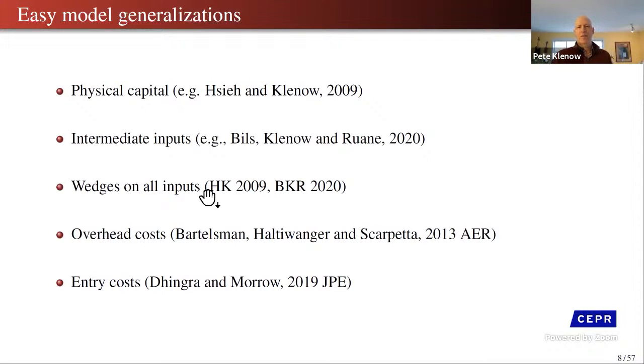And Richard touched on some of this stuff. It's easy to generalize to physical capital. It's easy to generalize to intermediate inputs. I think that came up in a question last week. My recent paper with Mark Bills and Kian Ron, who's here on the Zoom as well, we explicitly brought in intermediates, and I'll talk about that in a couple slides. You can put wedges not just on revenue, but on all inputs if you want.